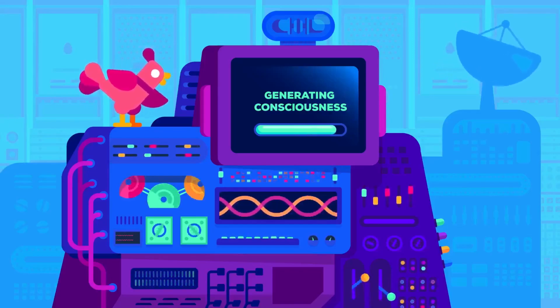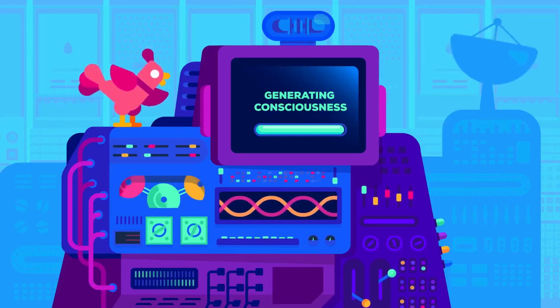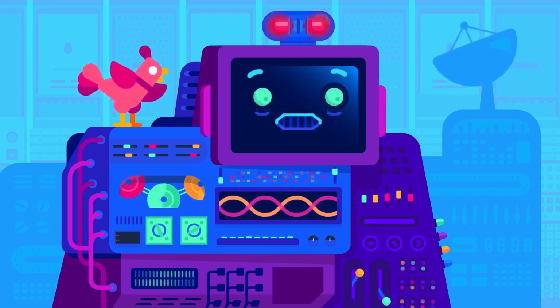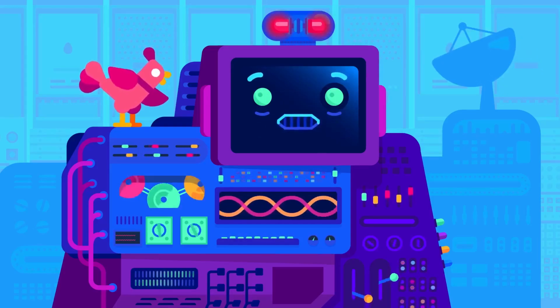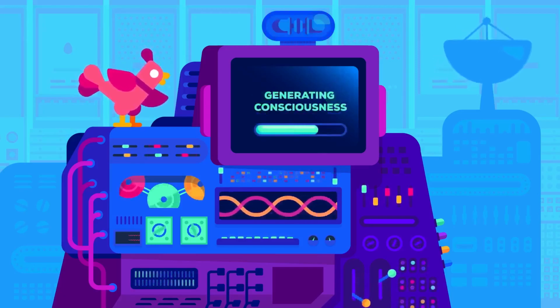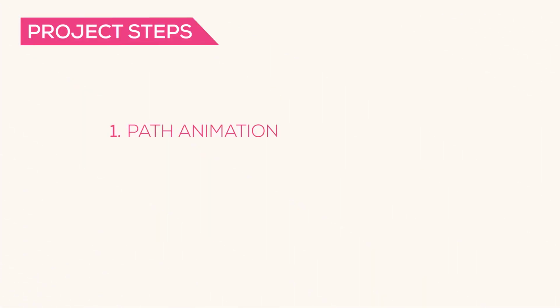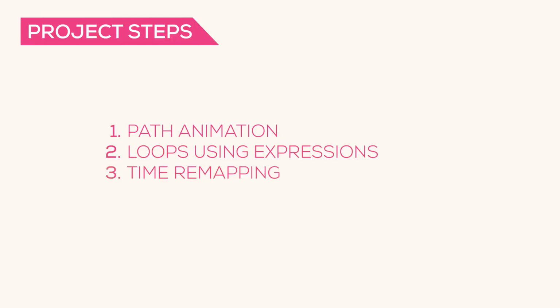In this class, we are going to focus on animation within After Effects in 60 frames per second. Go ahead and download the Illustrator assets for your animation from Skillshare. In this class, we will learn how to do path animation, create loops using expressions, and learn how to use time remapping. We will also animate a typical kurzgesagt bird.